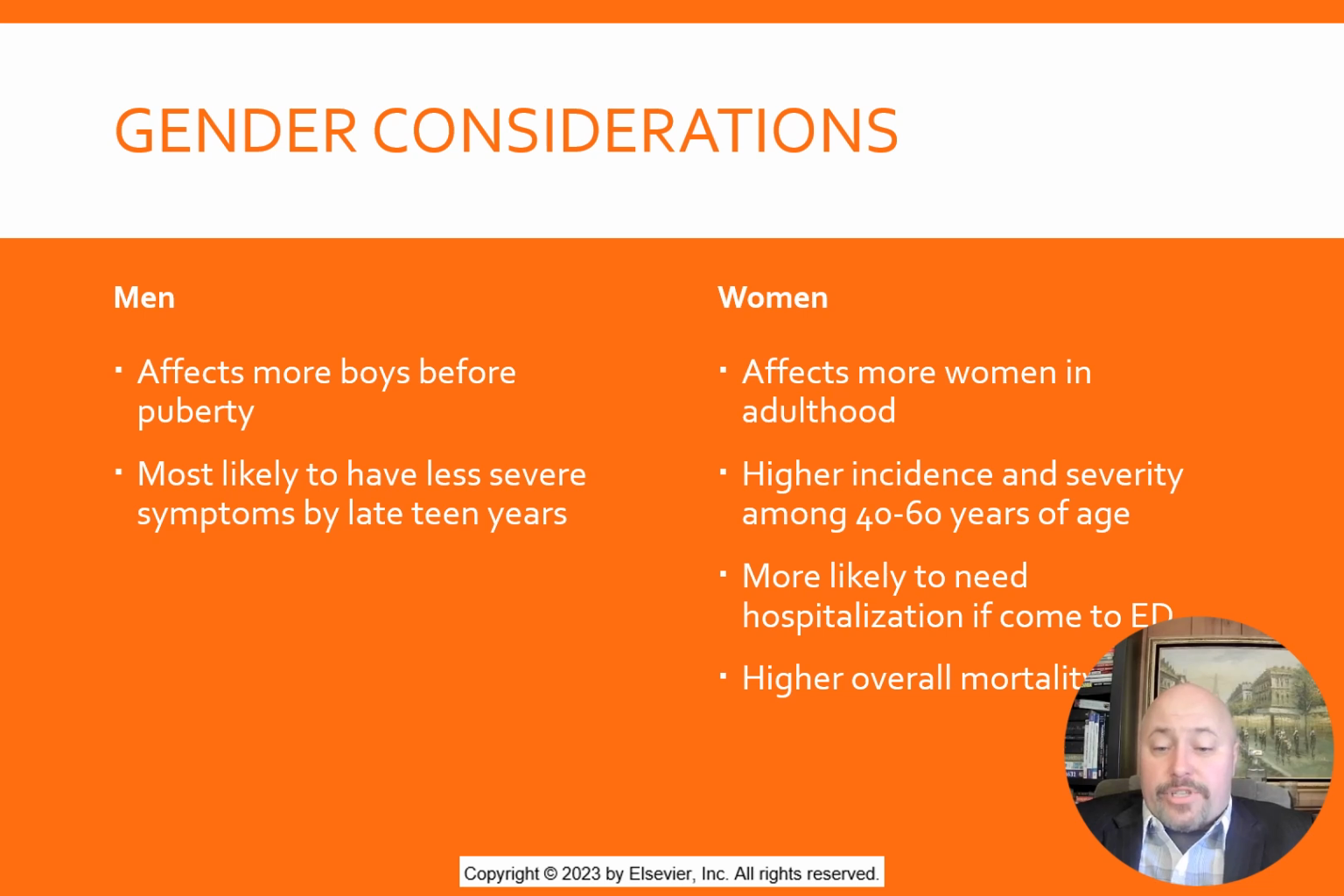There can be some gender differences with asthma. In males, it typically affects more boys before puberty, and they are more likely to have less severe symptoms by the late teen years. For females, it affects women in adulthood, with higher incidence and severity among 40 to 60 years of age. They're more likely to need hospitalization if they come to the ED, and also have a higher mortality rate.